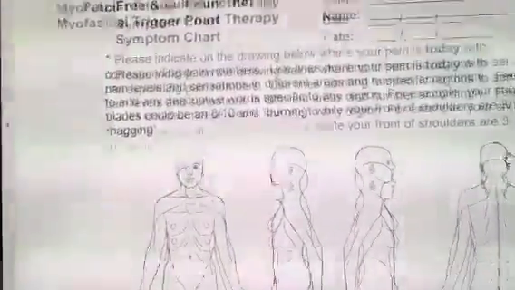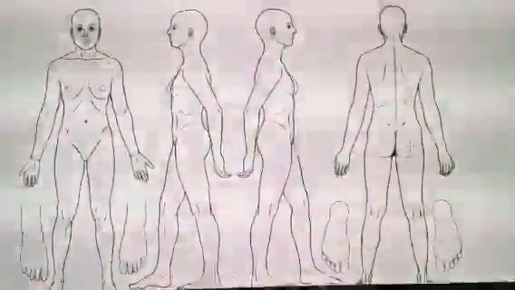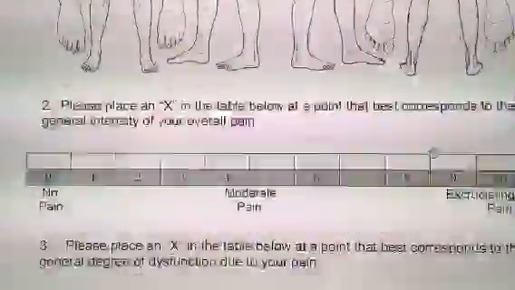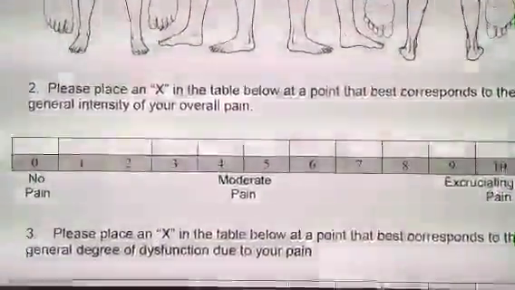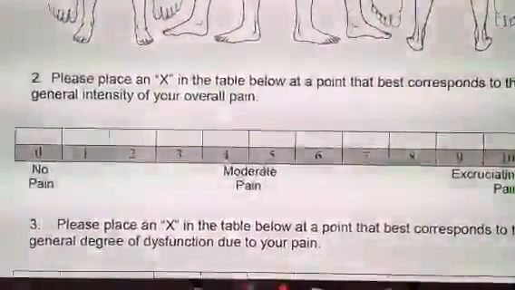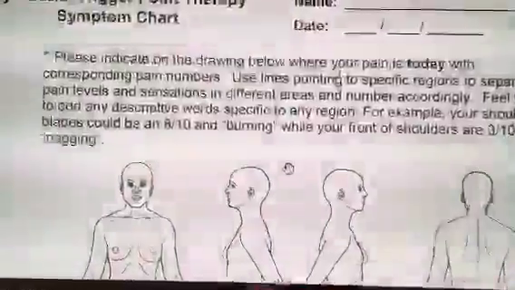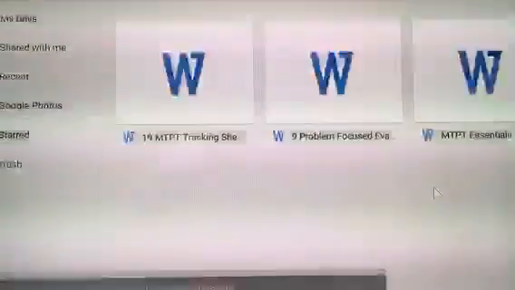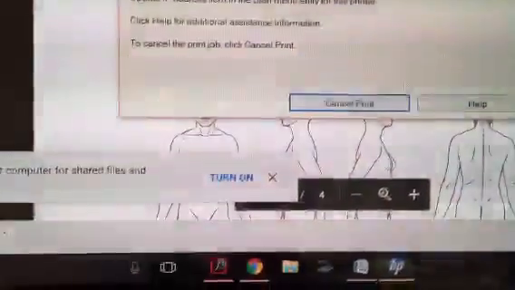We start off every visit with a symptom sheet like this, where the patient draws pain anywhere that they're experiencing it in the body, and then they rate the severity of the pain underneath. And that is also included. When you go to the website, that's included in this section of patient management, eval and tracking forms. That is right here where it says daily SOAP notes and super bills.